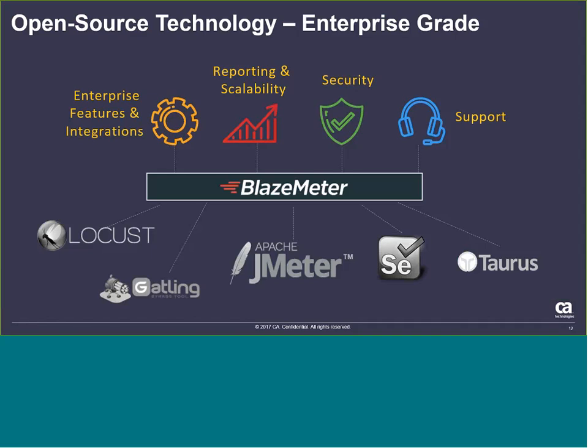So BlazeMeter started with commercializing JMeter, and it provides a self-service load testing platform as a service, which is compatible with open source JMeter. That's how it started. But then it realized that there are more and more customers using other open source tools like Locust, Gatling, Selenium, and it came up with this open source initiative called Taurus that supports all these other open source tools.